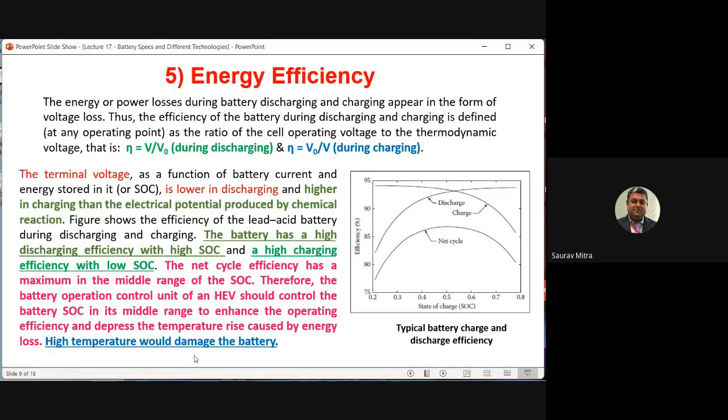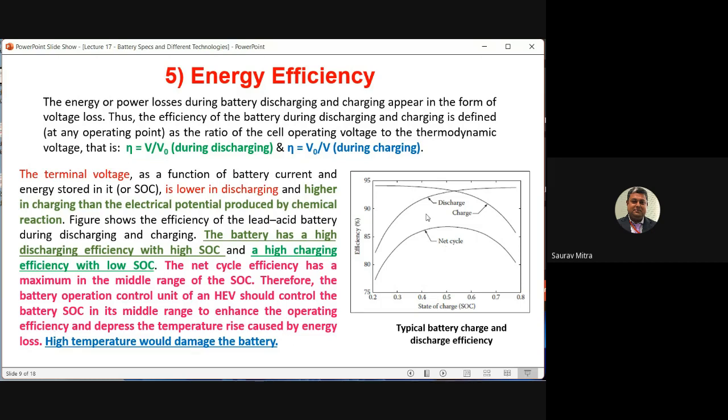High temperature would damage the battery. So if you are operating the battery too much in the low SOC range or too much in the high SOC range, you will be finding that at the high SOC range during charging, the battery will get heated up very much. And in the lower SOC range, because of discharging, the battery will get heated up very much. But whenever you are keeping SOC at 0.5, at that time the battery will not get heated up and it will have very high efficiency. So that's why they are saying when SOC is in the middle range, the operating efficiency is enhanced and it depresses the temperature rise caused by the energy loss.